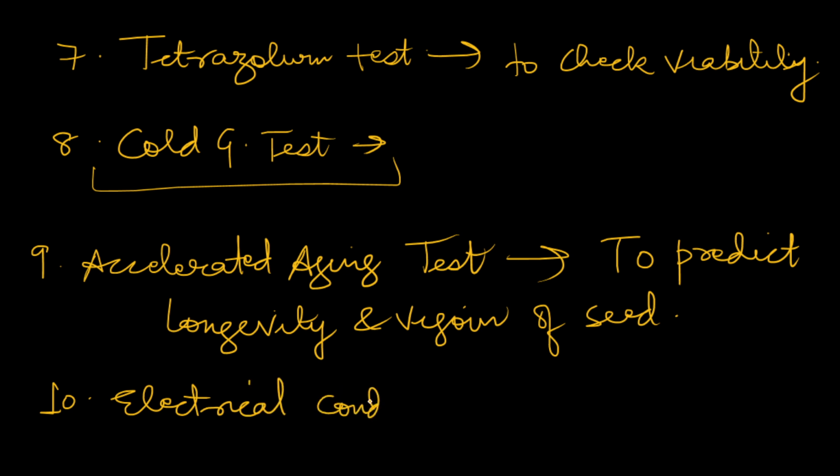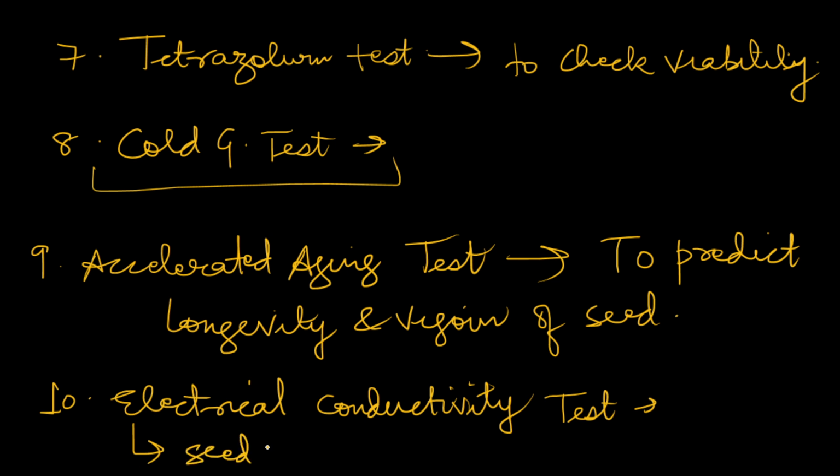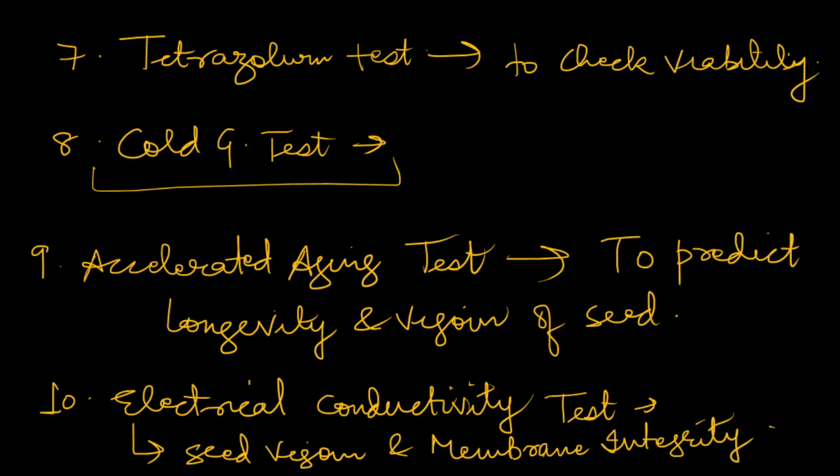Next, we can do the electrical conductivity test. This is to evaluate the seed vigor and membrane integrity of the seeds. So how can we measure here? We will see the leakage of electrolytes of seed cells. If the leakage is high, obviously there could be some kind of leak, or the seed is damaged or anything can be there. So what we test here is seed vigor and membrane integrity.